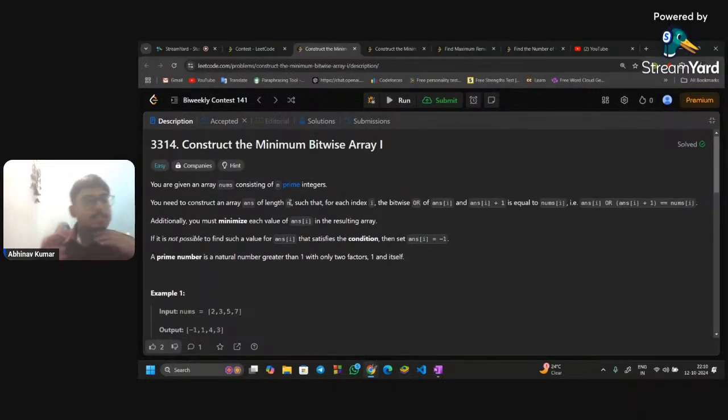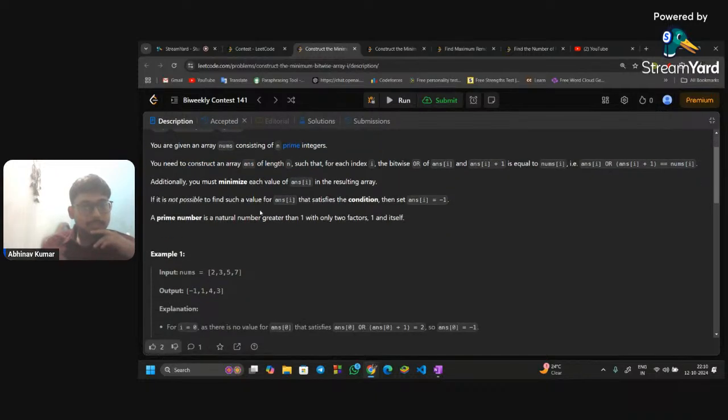Okay, so in the first problem, you are given an array nums consisting of n prime integers. You need to construct an array answer of length n such that for each index i, the bitwise OR of answer[i] and answer[i + 1] is equal to nums[i].